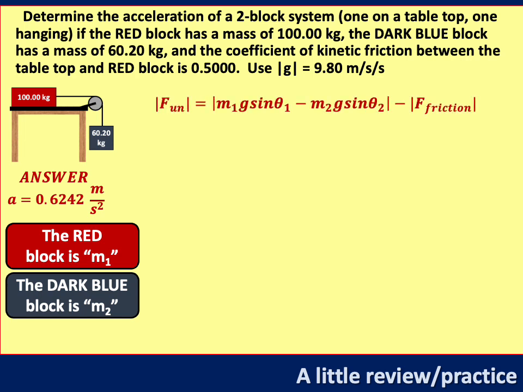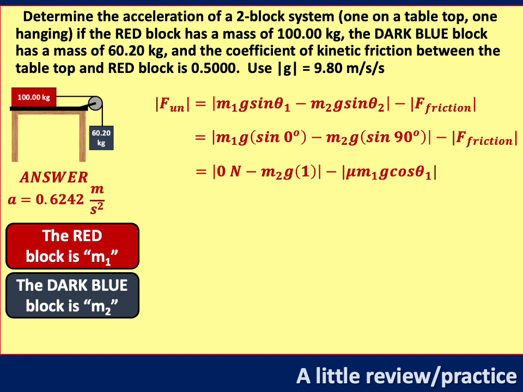So here it is. This is just the generic formula that works for all Atwood's machines. Even ones without friction, it would just be that the term that says force of friction would turn into 0. Works for everything. So again, I happen to be calling the red block M1 and the dark blue block M2. So that's how I get this. The dark blue block is hanging at a 90-degree angle, straight up and down. And the red block is free to move across a 0-degree angle. So it would end up looking like that.